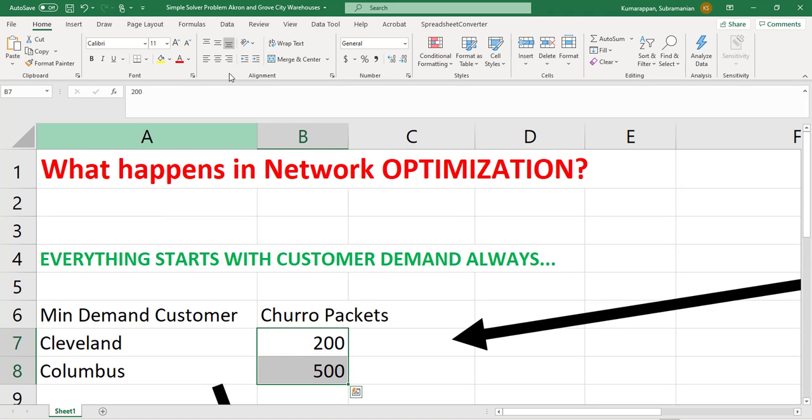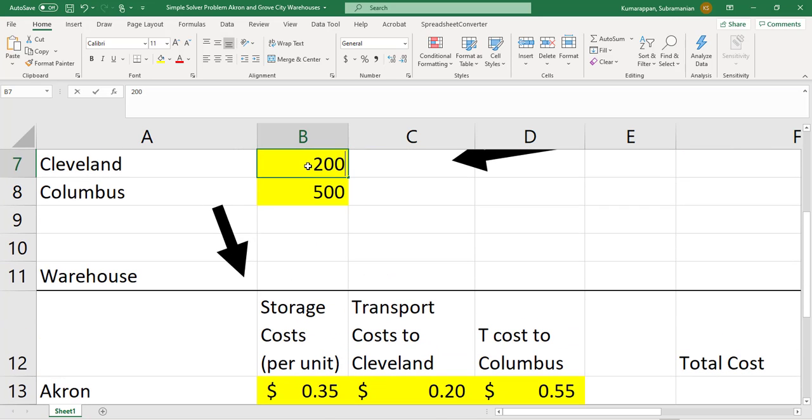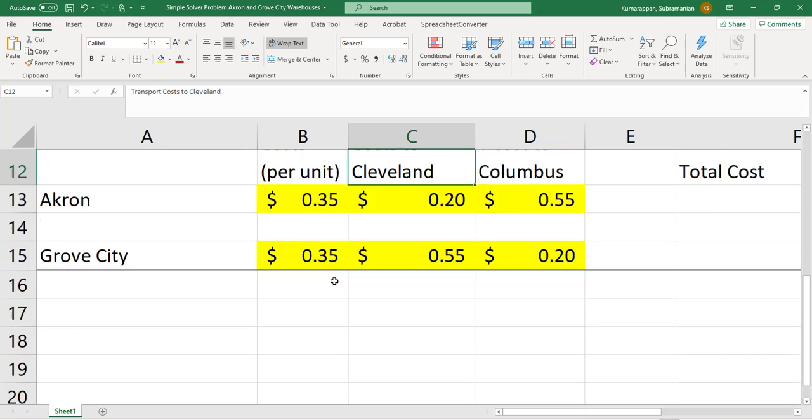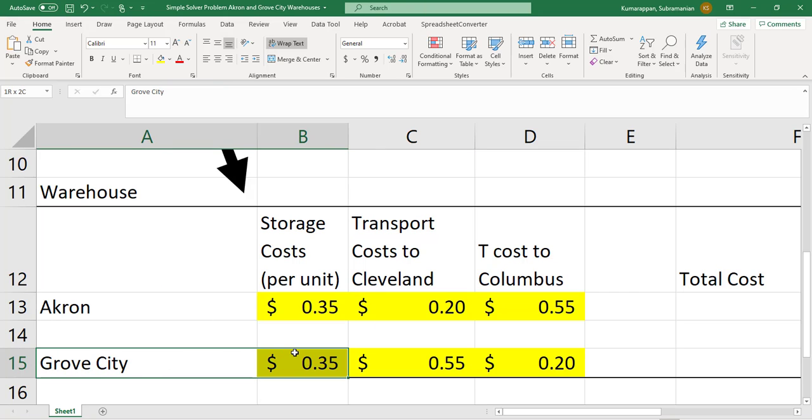Similarly, you are also estimating your demand for churro packets, okay? And you can always change it to say 250. What happens if it changes, or 550, okay? So let us just stick with 200 and 500 just for simplicity purposes. Let us say that you have two warehouses. One warehouse you are working in Grove City and you can sell from Grove City, and it costs you about 35 cents to store it there.